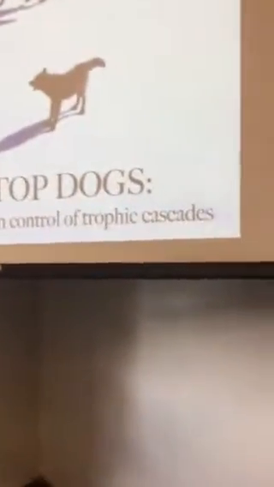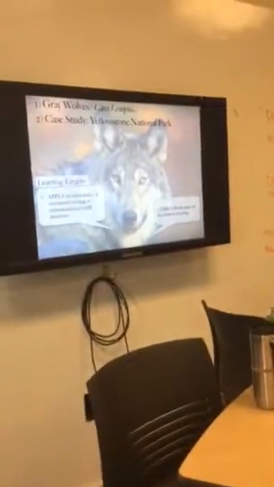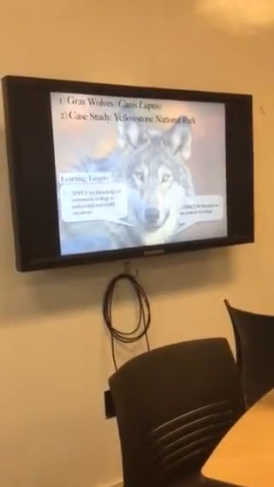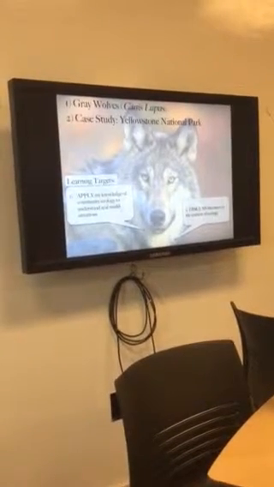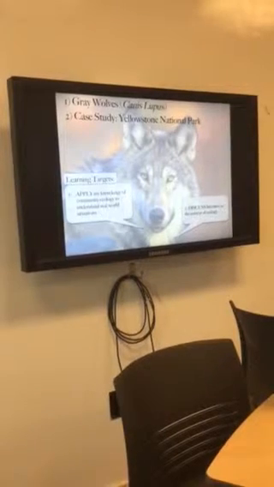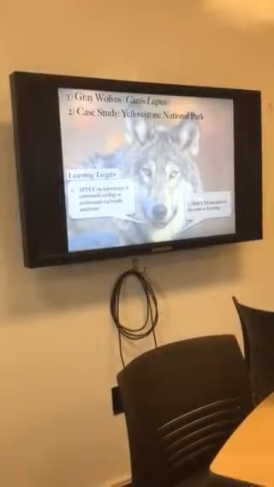So the topic for today is top-down control of trophic cascades. And what we're going to do is look at a case study to draw this out a little bit. We're looking at gray wolves in the United States, and our learning targets for today are: I can apply my knowledge of community ecology to understand real-world situations, and I can discuss literature in the context of ecology. So this is drawing on our understanding of ecology and spreading it out into the rest of our lives.